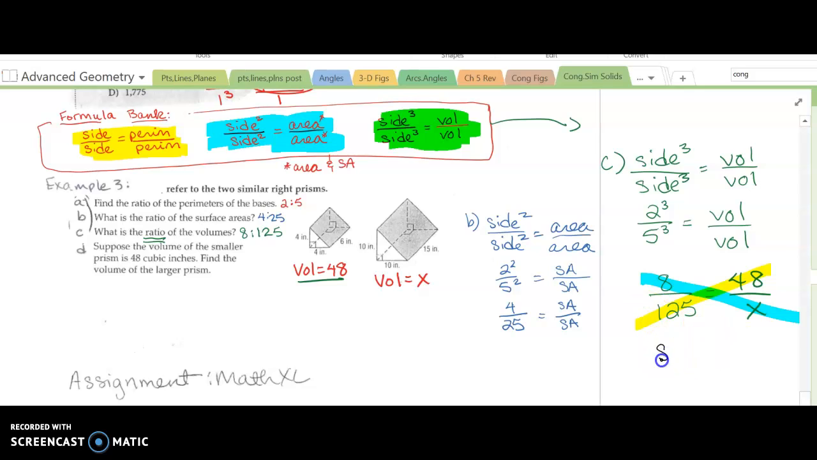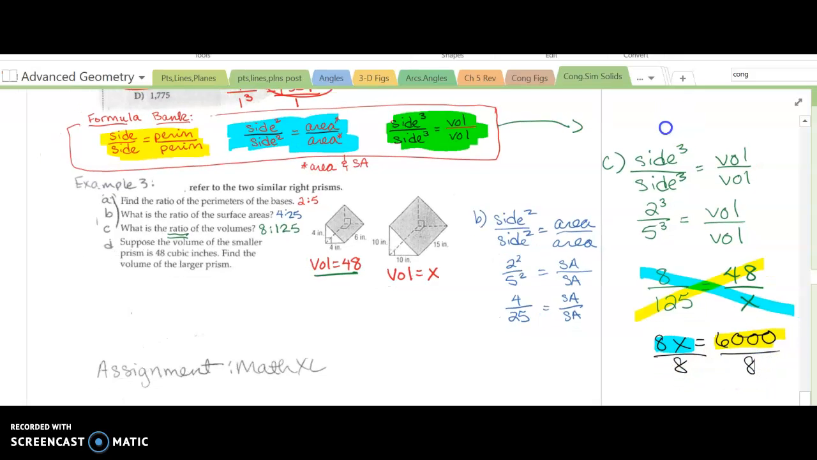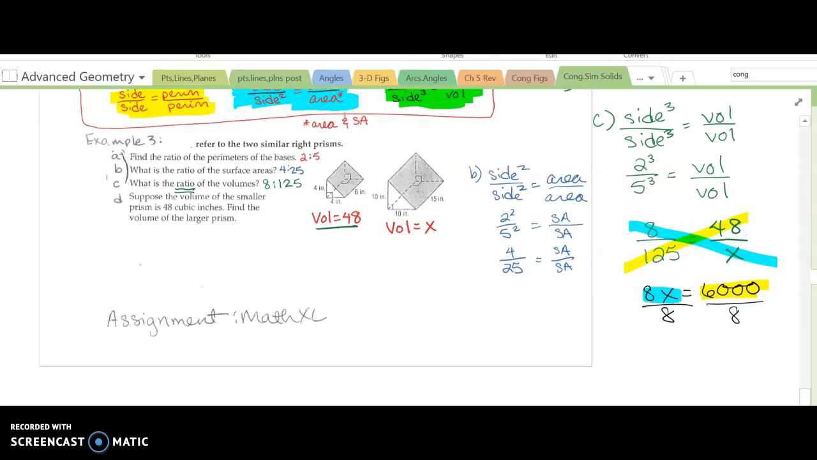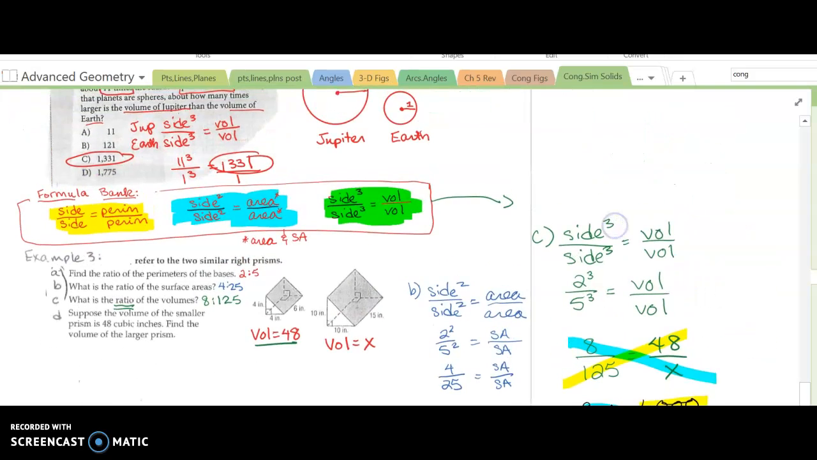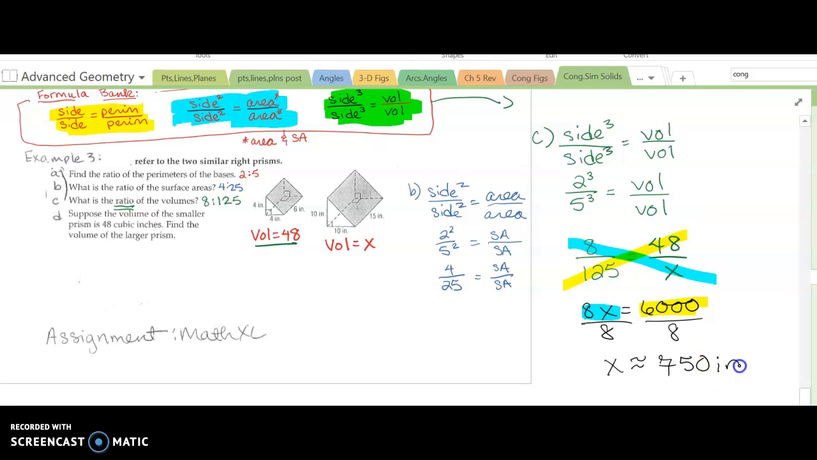So 8 times x is 8x. 125 times 48 is 6,000. And so now I have an equation, and the only thing left that I need to do is divide by 8 in order to solve for x, the volume of the larger figure, in which case I get 750, and because it's volume, that would be inches cubed.